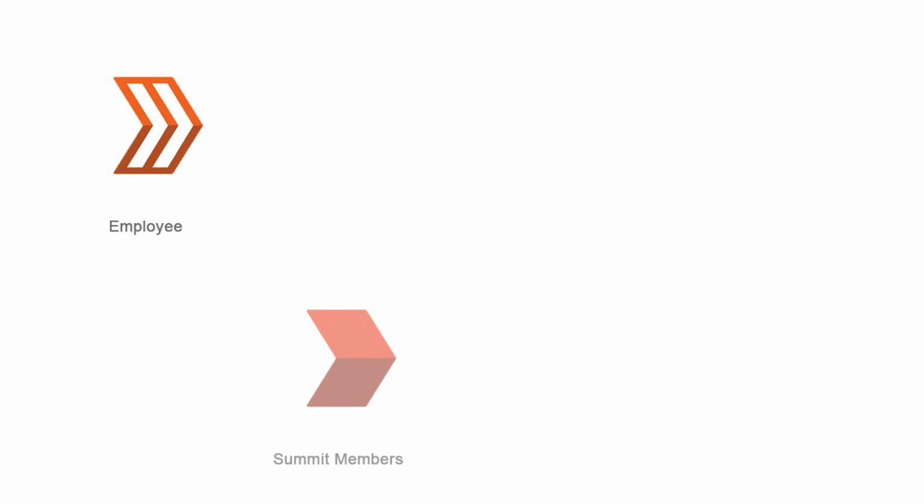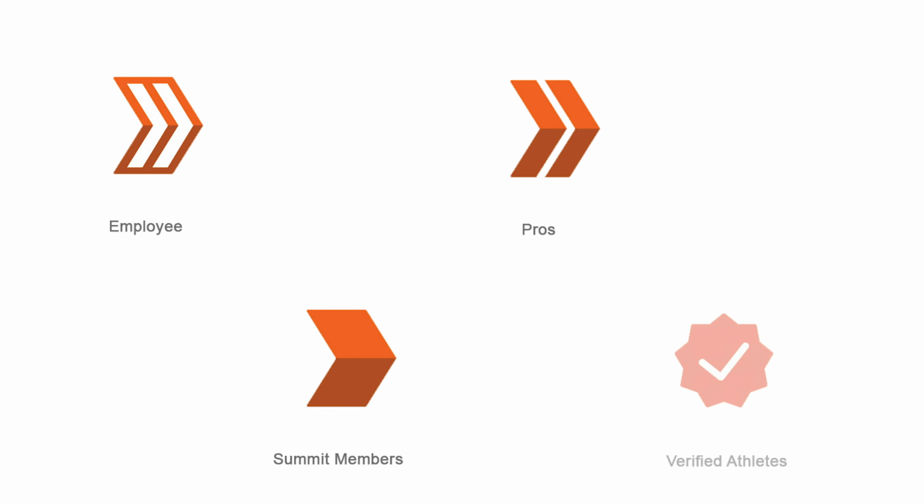So in Strava, you'll come across members who have these badges next to their profile picture. Basically, it means one of these four things. If they have a double hollow arrow, they're employees of Strava. The most common one you'll see is Summit members on the bottom. And then the double solid arrow is for pros of the sport. And then lastly, the check mark is for verified athletes.